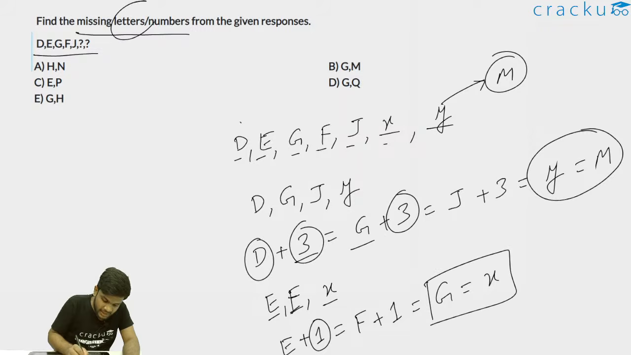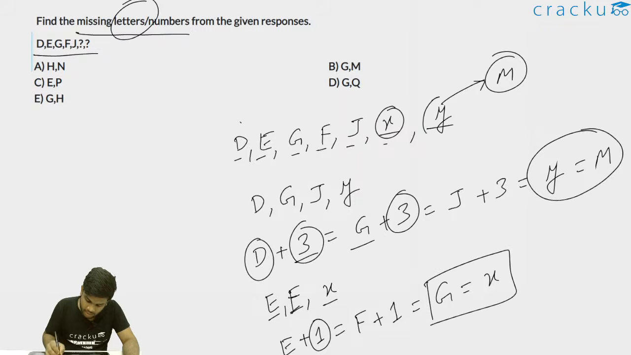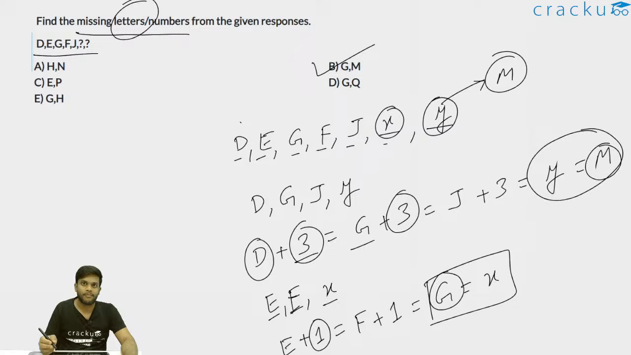So the missing letters, which were X and Y, are G and M. So our answer is option number B, which is G and M.